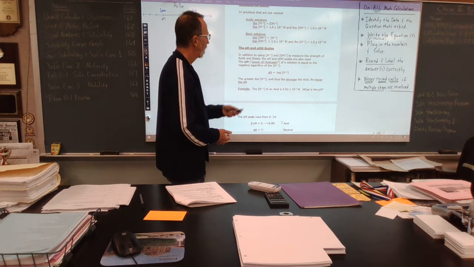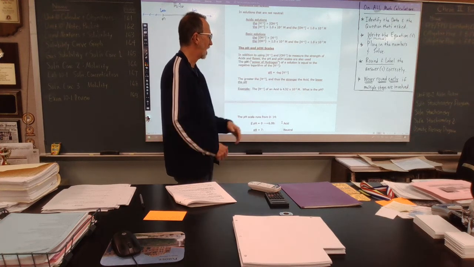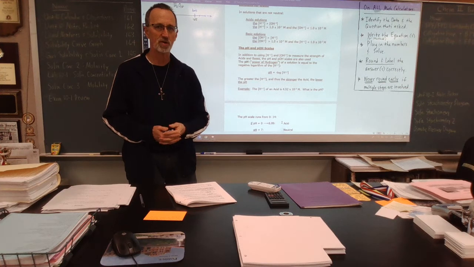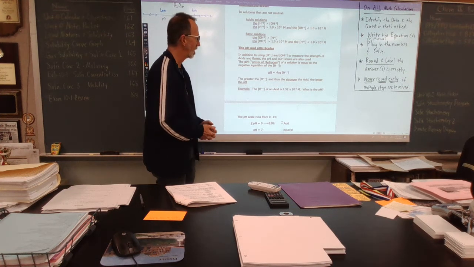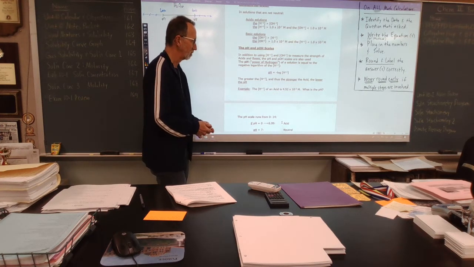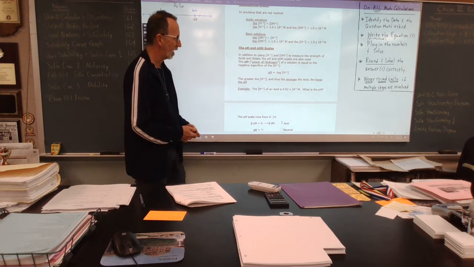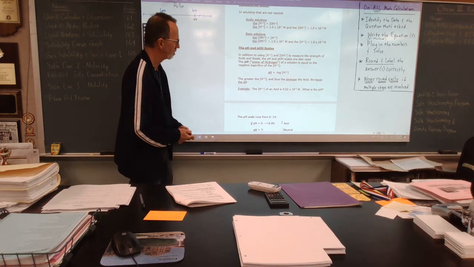In a basic solution, it's just the opposite. In a basic solution, the hydroxide ion concentration is greater than the hydrogen ion concentration, and so the hydroxide ion concentration is greater than 1.0 times 10 to the minus 7th, and the hydrogen ion concentration is less than 1.0 times 10 to the minus 7th.